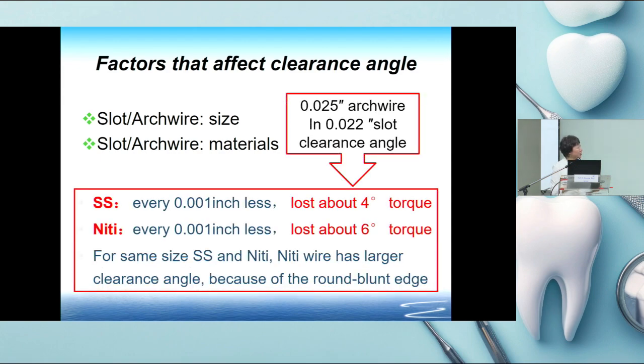For stainless steel arch wire, every 0.001 inch less, you lose about 4 degrees of torque. But with different materials, if it is a nickel-titanium rectangular wire, for every 0.001 inch less, you get more torque loss. So for the same size, the stainless steel and the nickel-titanium arch wire have a larger clearance angle because they have rounded, blunt edges.